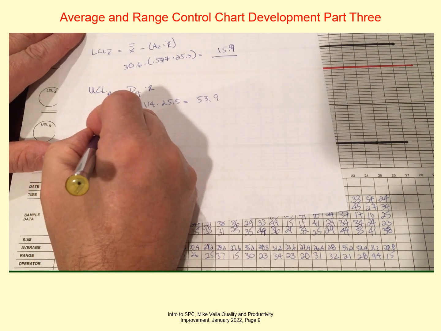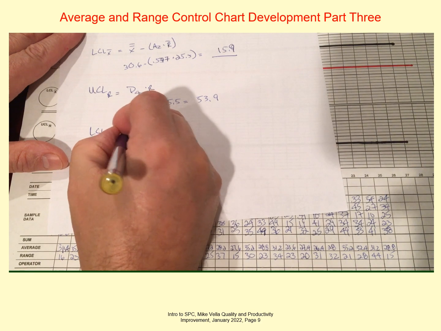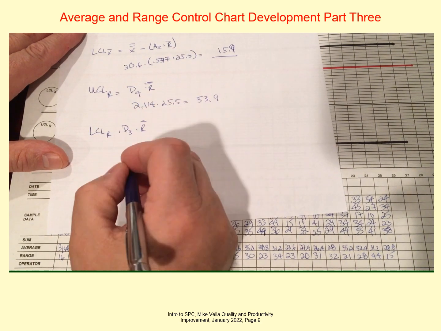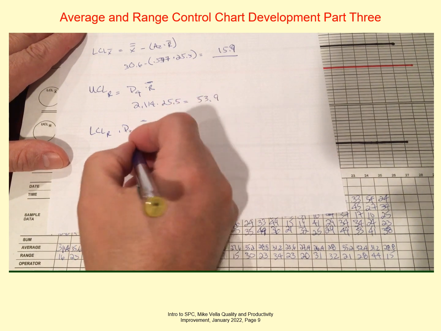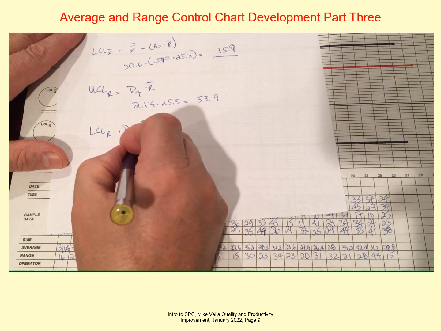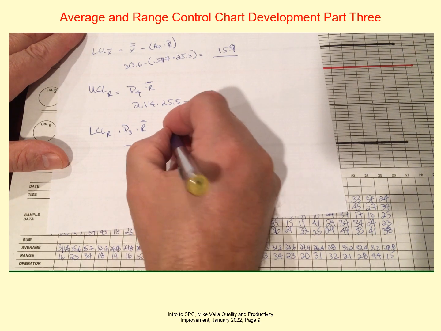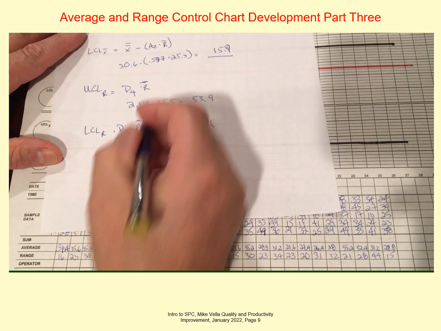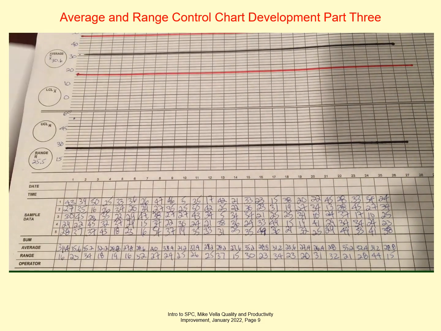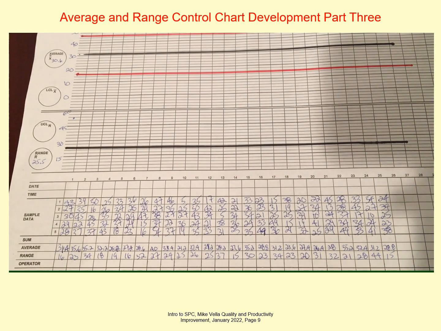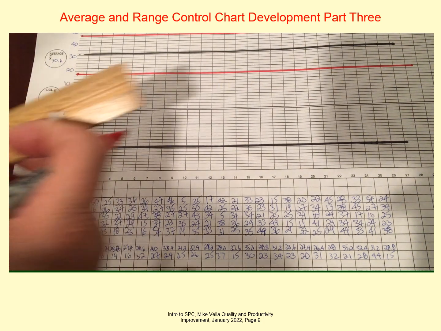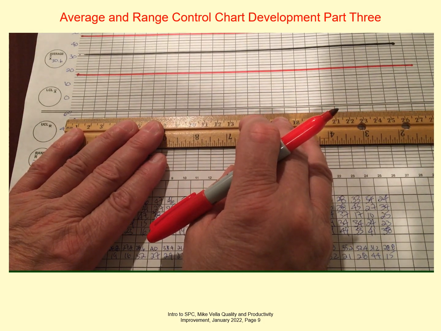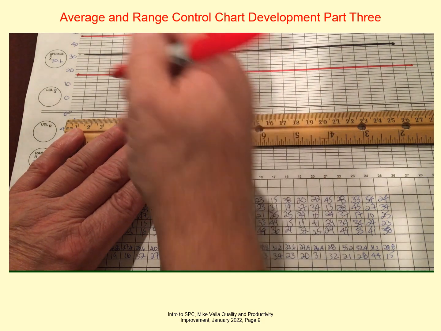The lower control limit for the range is D3 times R bar. Got to put the designation there. And you can see that D3 for a subgroup of 5 is undefined. So we'll call this undefined. So let's find 53.9 on our chart. 45, that's 60. 53.9 is right around 54, roughly there.